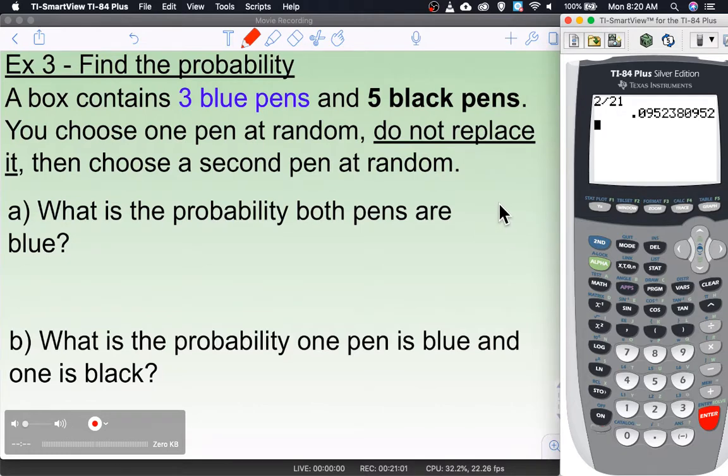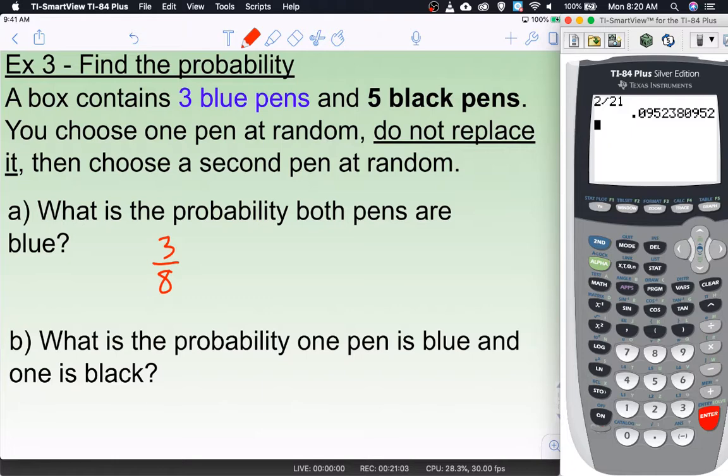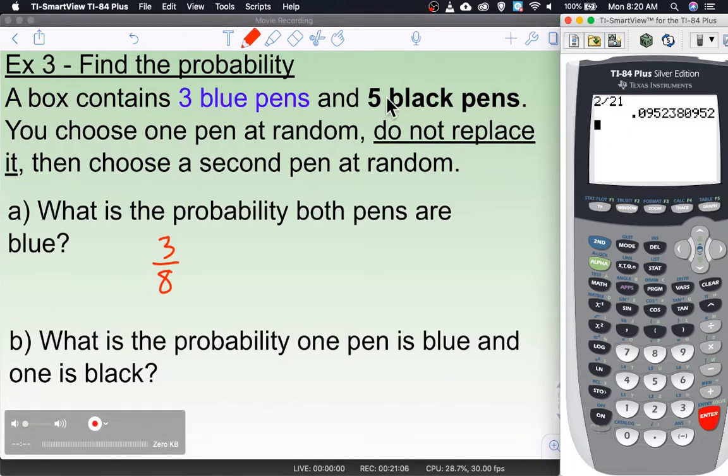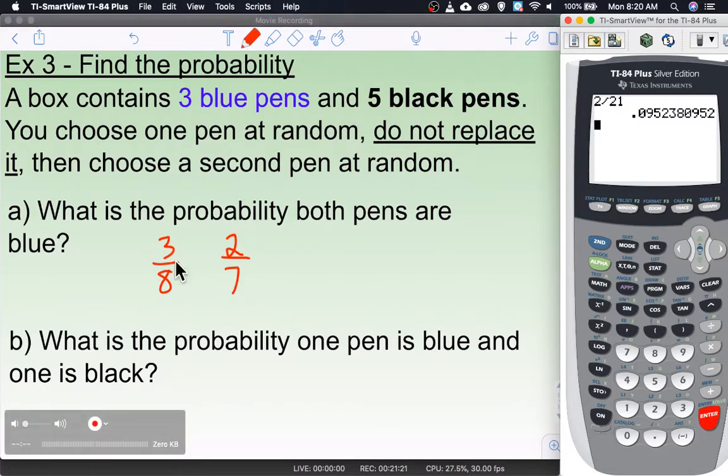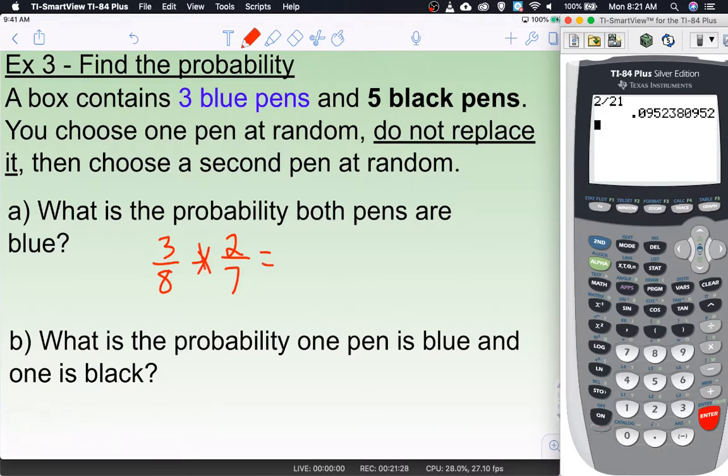Well, the first blue pen would be 3 out of 8, right? There's 3 blue pens out of 8 pens total. Now, if I took that first blue pen out and I didn't put it back, the probability of getting another blue pen would now be 2 out of 7. If I took a blue pen out, there's only 2 blue pens left out of 7 total. So that's 6 out of 56, and that would be 3 out of 28.